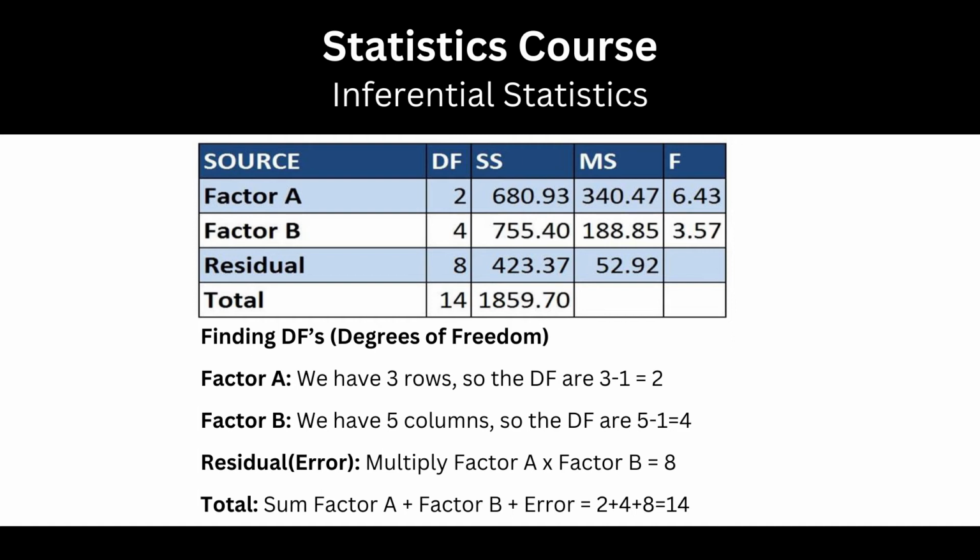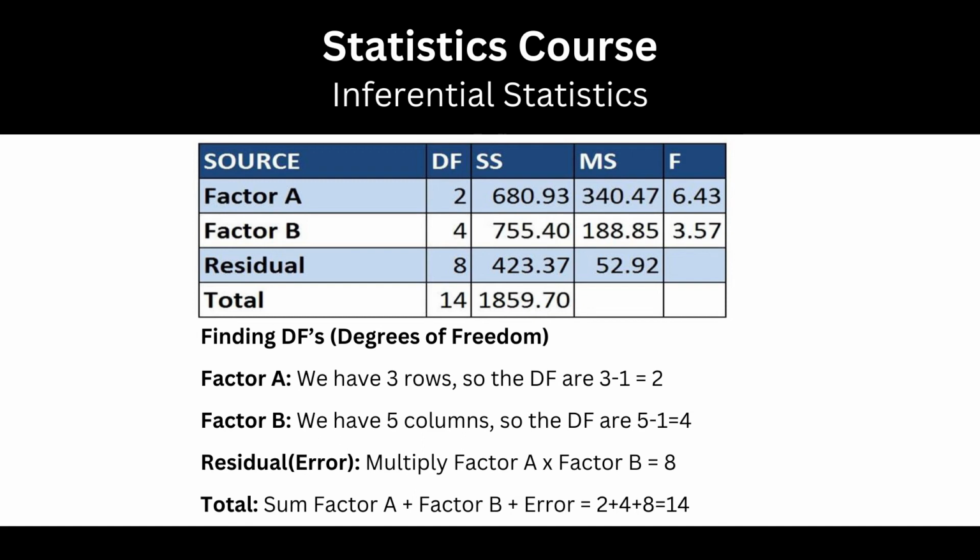A is 680.93, so for the mean squared, you divide by the degrees of freedom and you get 340.47. Same thing for B. Residual is the difference between the total and factor A and B. So F for factor A is 6.43 and F for factor B is 3.57. These are your critical values, the cutoff points between the null hypothesis and the test hypothesis.